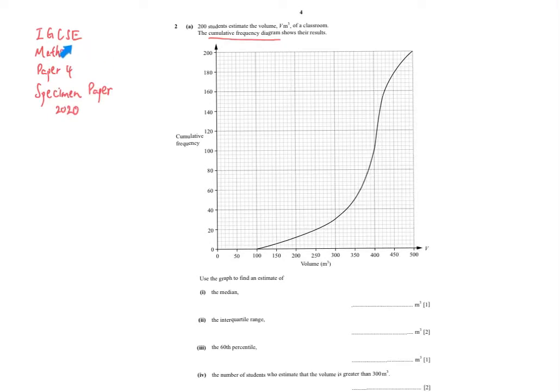So here we come to the IGCSE Mathematics Paper 4, Specimen Paper 2020 again. So it's question 2A. It's about the cumulative frequency diagram. First of all, you need to know that we need to make sure that this one is equal to the total. Normally it's the same, but you need to check this very carefully.